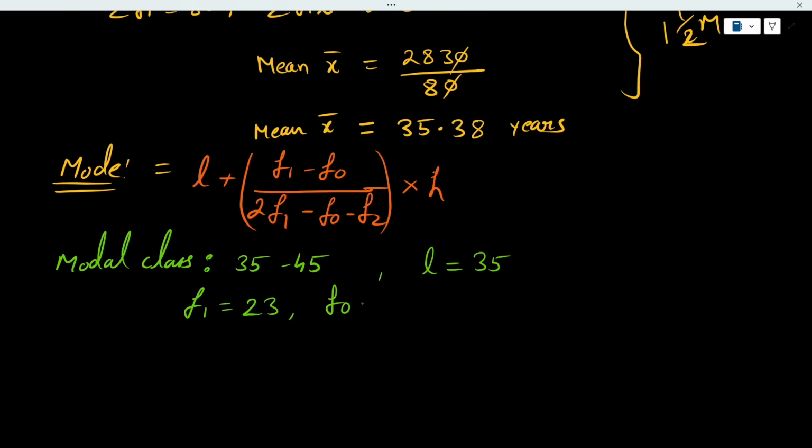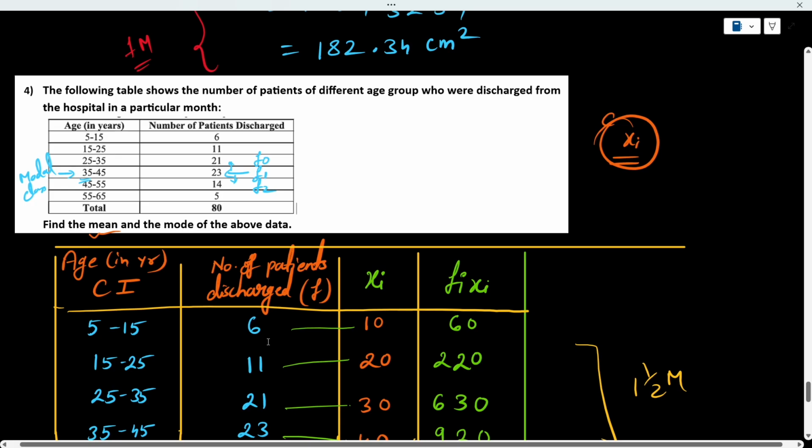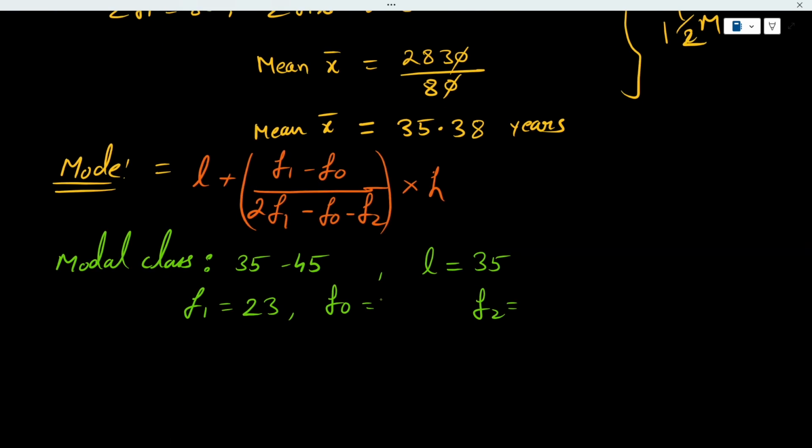Then F0 is the previous class frequency, and F2 is the next class frequency after the modal class. The previous class frequency is 21, and the next class is 14. So this is 21 and this is 14. You must write down all these values. The class width is 10 because it is uniform. So you just take upper limit minus lower limit of any class, right? We got all the values.